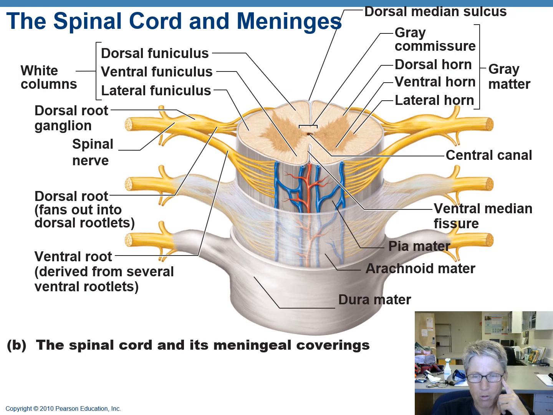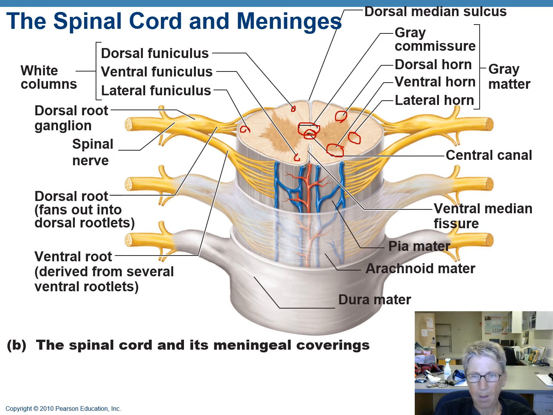And here's the cartoon just with everything filled in. So we've talked about the columns, or the funiculi. So the dorsal, the ventral, and the lateral funiculus. We talked about the gray commissure with the central canal inside. We said that the gray matter has a dorsal horn, a lateral horn, and a ventral horn. We said there's a central canal within the gray commissure.